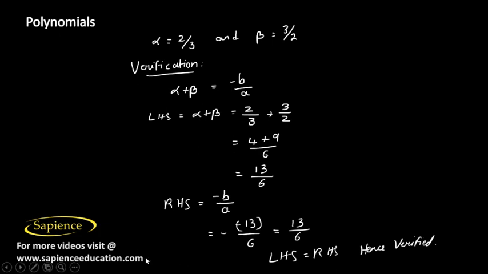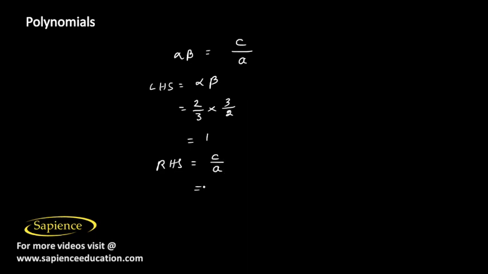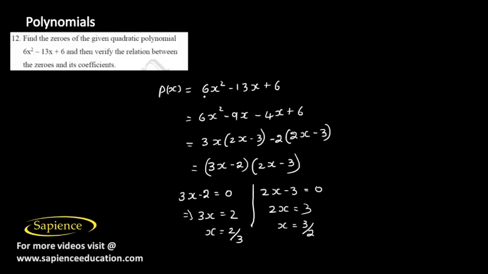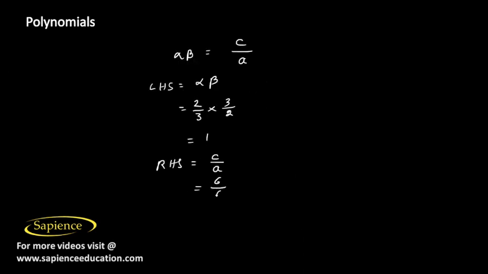Now we can do the second verification part, that is the product of the zeros. The product of the zeros alpha beta should be equal to constant term divided by coefficient of x square. So from this LHS is equal to alpha beta. Alpha is 2 by 3 and beta is 3 by 2, and when we multiply we will get 1. Same way the right hand side is c by a, and the constant term from the polynomial is 6. Coefficient of x square is also 6. So 6 by 6, which is equal to 1. Again left hand side is equal to right hand side, hence verified.